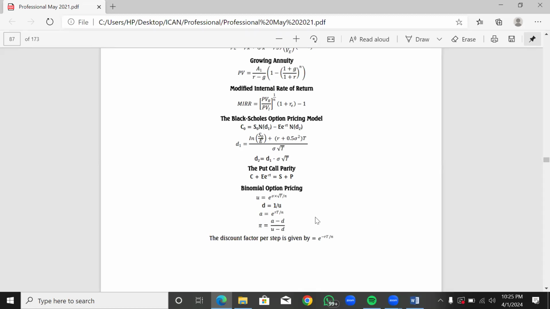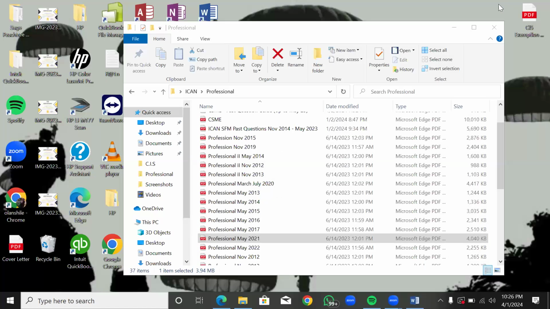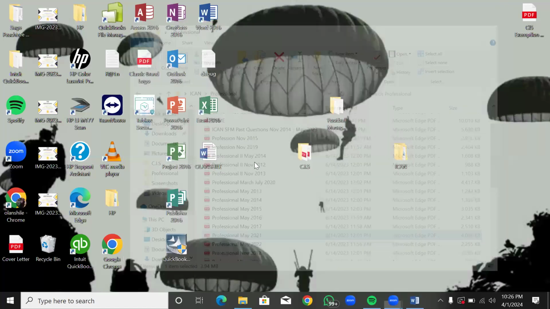This is the binomial option pricing model. Very good. So we have all we need in our backup. So you don't need to cram these ones, but you need to know how to use them. Thank you. So I've confirmed that one. We can move on.